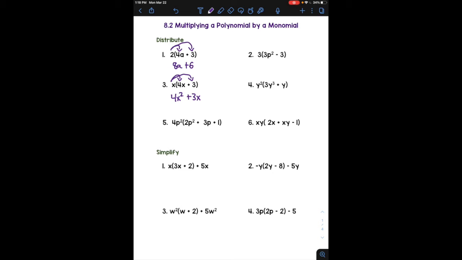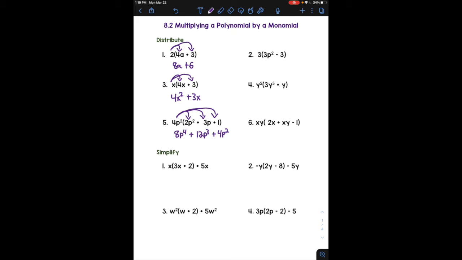Lastly, in this section, we're now distributing to a trinomial. One term times 3 terms, we're going to multiply the 4p squared times all the 3 terms in the trinomial. 4p squared times 2p squared will give us 8p to the 4th. Plus 4p squared times 3p will give us 12p cubed. And lastly, 4p squared times 1 will give us 4p squared. Remember, anything times 1 is itself.